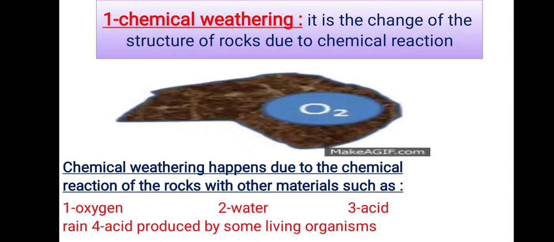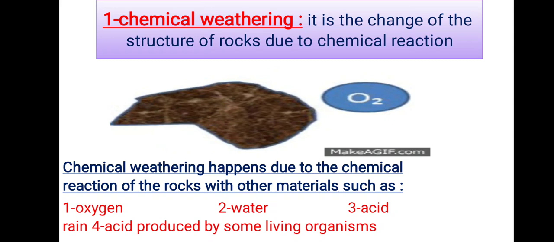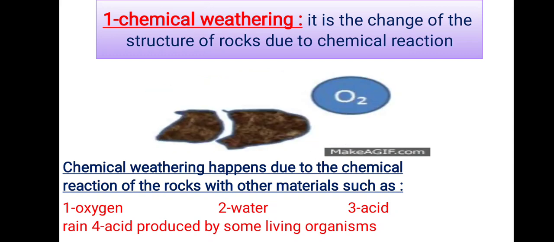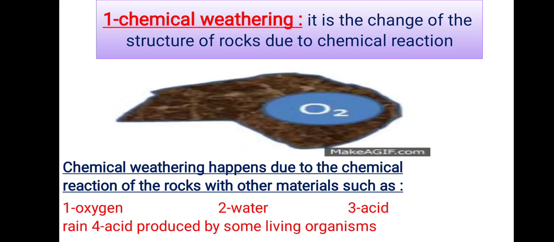Number 2, the chemical weathering. From its name, it's called chemical, so there's a chemical reaction that happens between the rock and another material. Okay, let's start with the chemical weathering. The chemical weathering is a type of weathering, so it is a breaking down of the rock into small pieces with a change of the structure of the rocks.